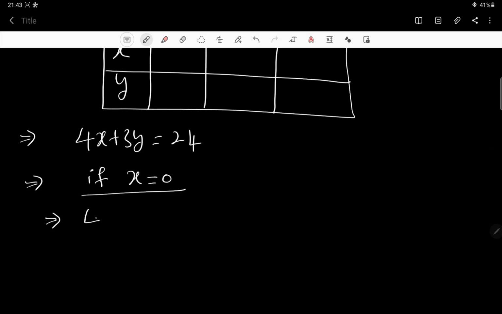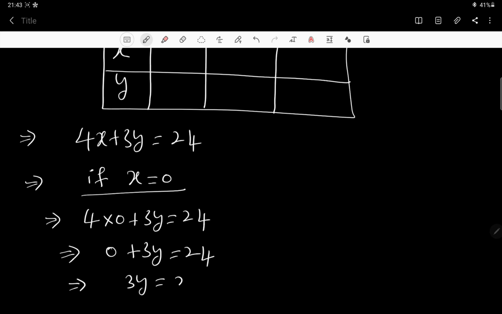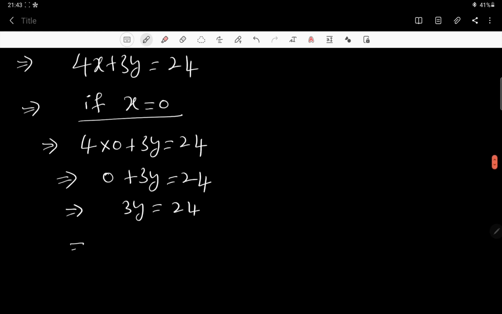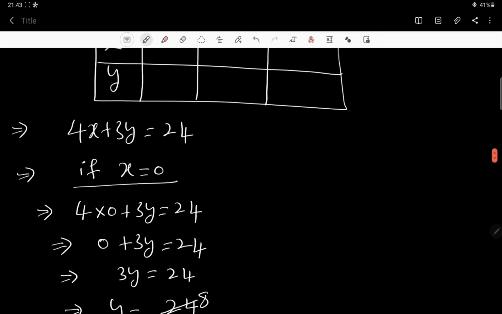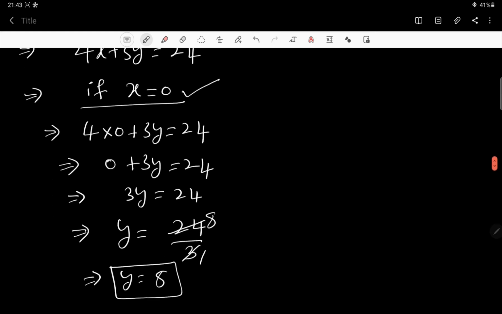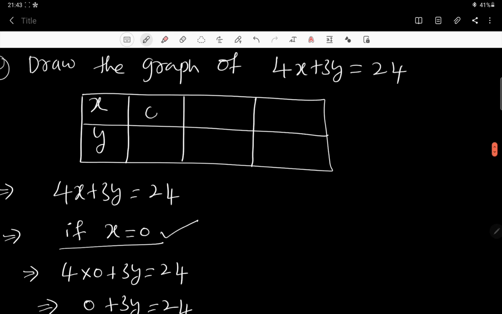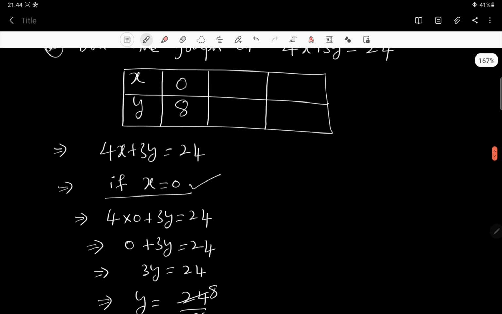Now look at this equation. It becomes 4 into 0 plus 3y is equal to 24. 4 into 0 is 0. 0 plus 3y is equal to 24. Then I am going to have 3y is equal to 24, then y is equal to 24 divided by 3. 3 eights are 24. Then y is equal to 8. So if x is 0, then what is the value of y? 8. Just substitute that. X is 0, then y is 8. All right, so this is the first point we have got.